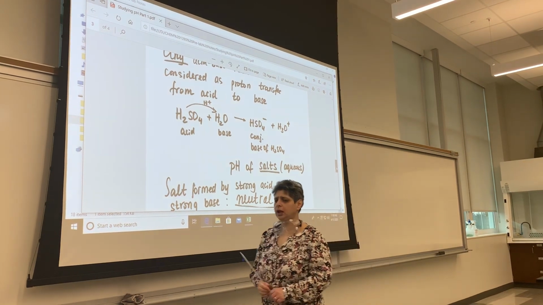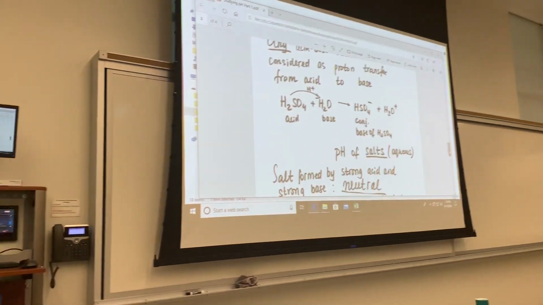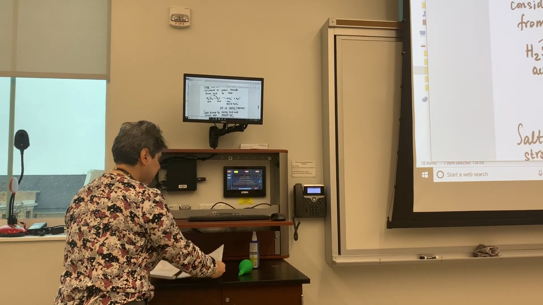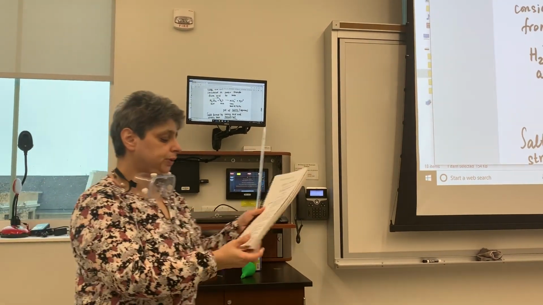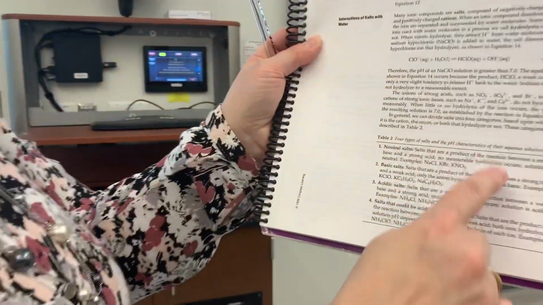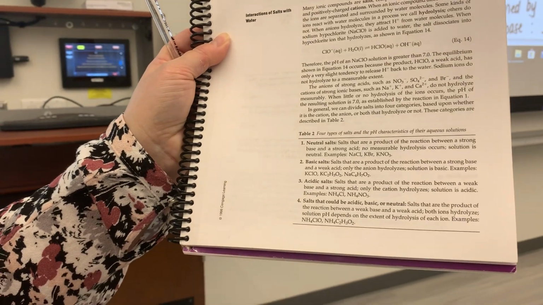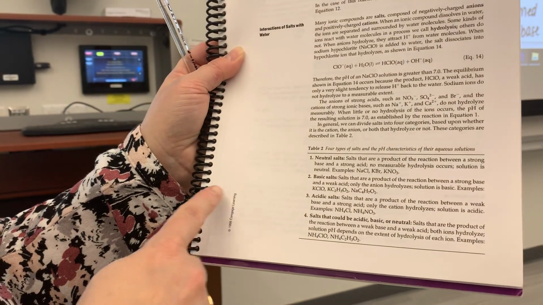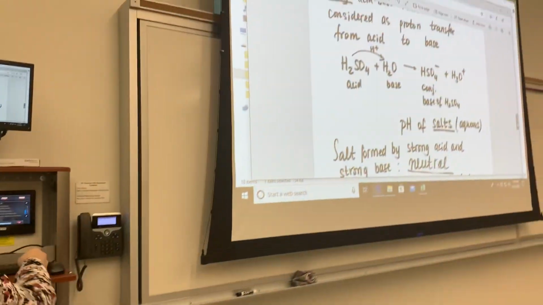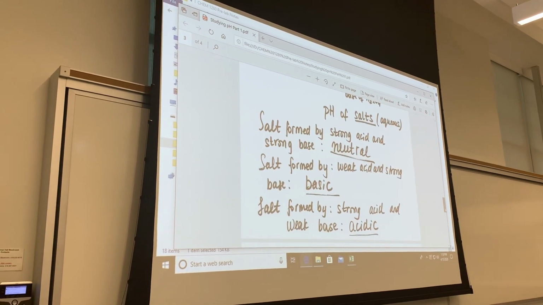One thing that I would like to call your attention to is that in the lab manual, on page 139, there is a Table 2 at the bottom of the page that basically looks at four types of salts and how you can determine whether a particular salt will be acidic, basic, or neutral. The idea is quite simple here. You are looking at what kind of acid and base produce the salt.